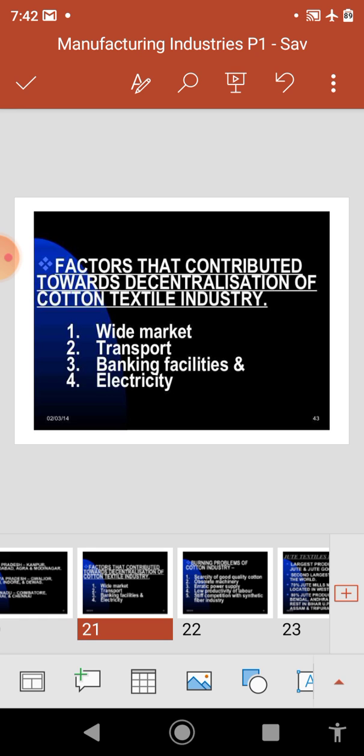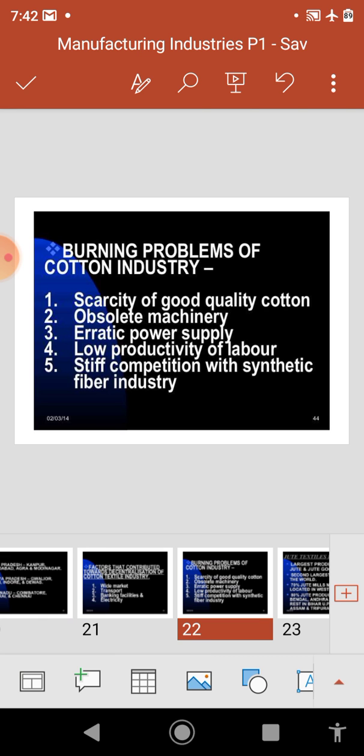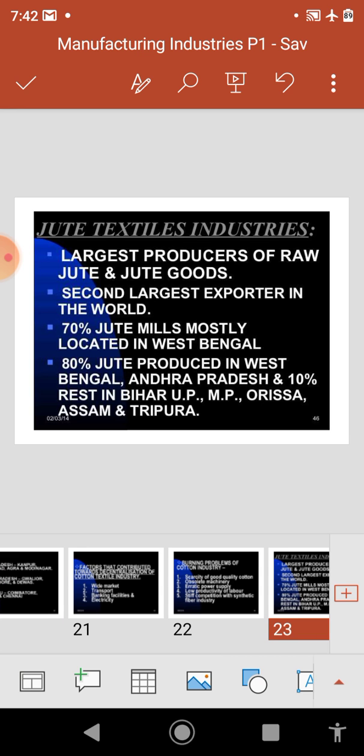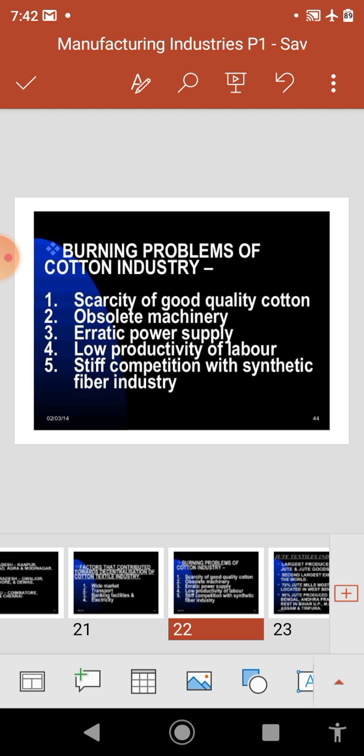Then another one, problem of power. The textile industry in our country had suffered badly for want of adequate and unfailing supply of power. Frequent power cuts and load shedding had affected the industry badly. The inadequacy of coal supplies had also affected the progress of the industry.